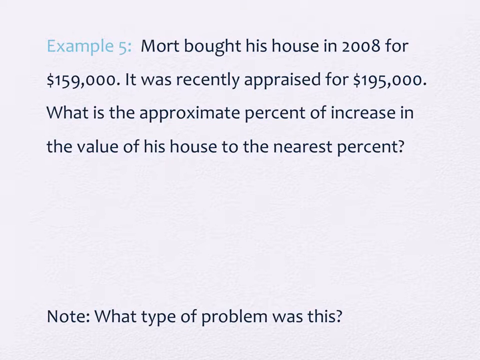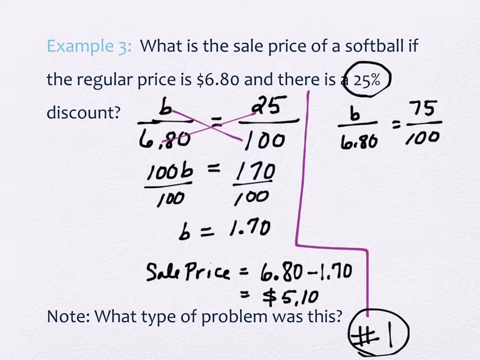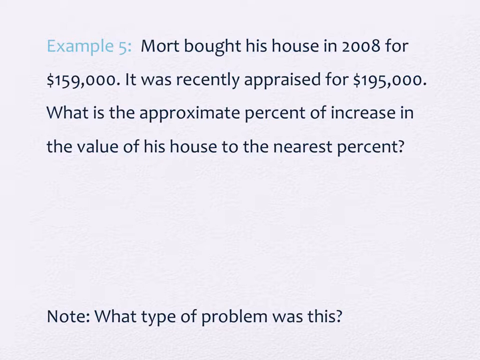All right, example 5. Mort. I feel like I left something out. Oh, no, I didn't. I'm right. I'm sorry. Mort bought his house. I was expecting something different. In 2008 for $159,000. It was recently appraised for $195,000. What is the approximate percent of increase in the value of his house to the nearest percent? Okay, we're doing proportions.